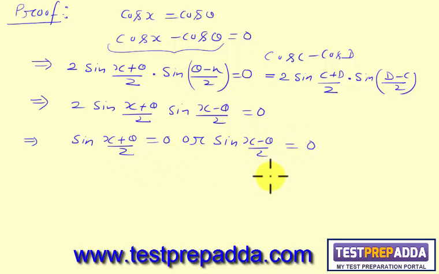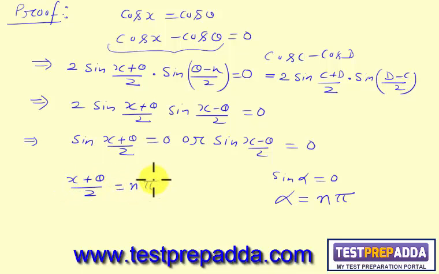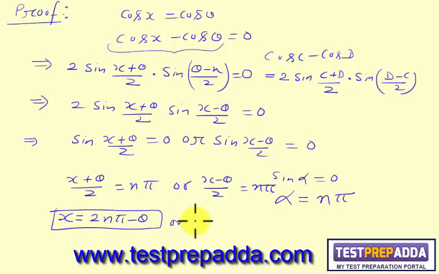Okay, and as you know, if sine alpha equal to 0, then alpha will be n pi. Got it? So here what can you write? You can say x plus theta by 2 equal to n pi, or x minus theta by 2 equal to n pi. Got it? So x will be written what? 2n pi minus theta, or x is equal to 2n pi plus theta.